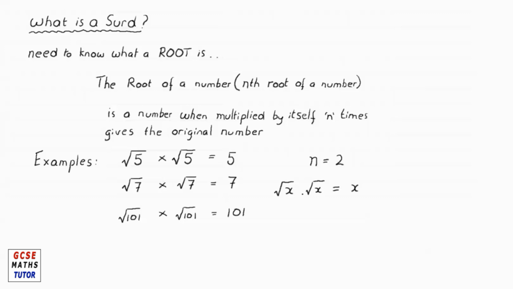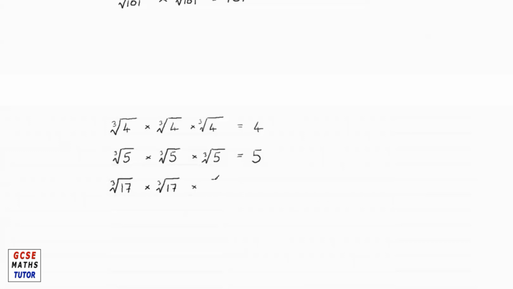Now the cube root of a number, where n is equal to 3, is a number when multiplied by itself 3 times gives the original number. So the cube root of 4 times the cube root of 4 times the cube root of 4 equals 4. The cube root of 5 times the cube root of 5 times the cube root of 5 gives 5. The cube root of 17 times the cube root of 17 times the cube root of 17 gives 17.